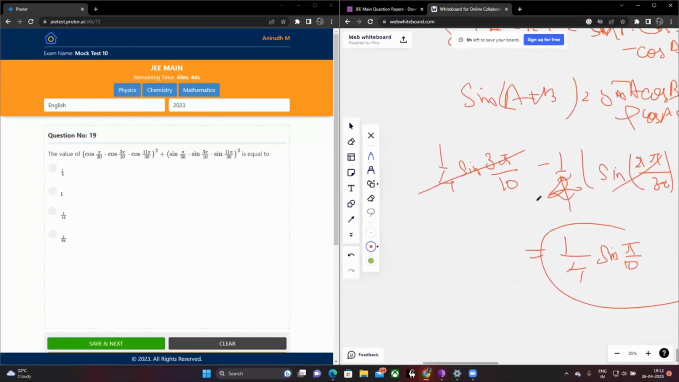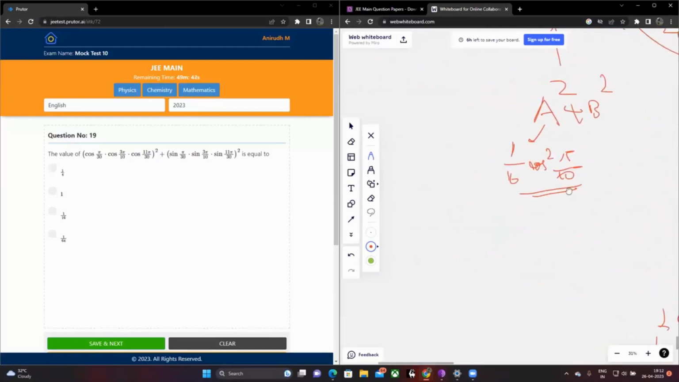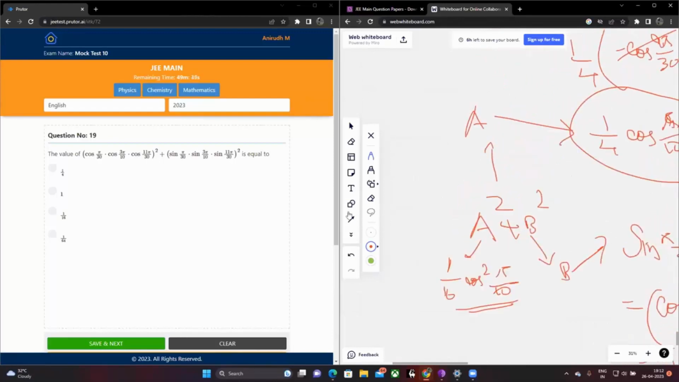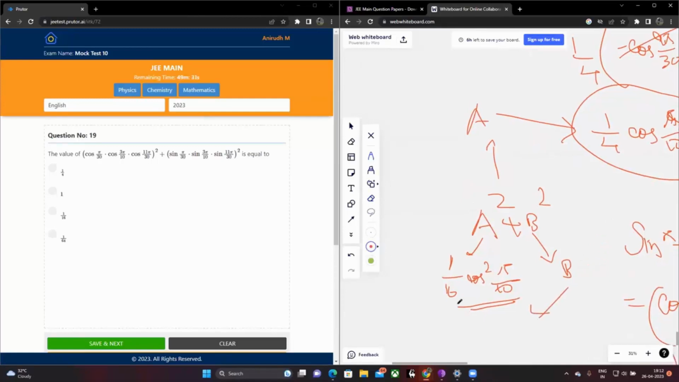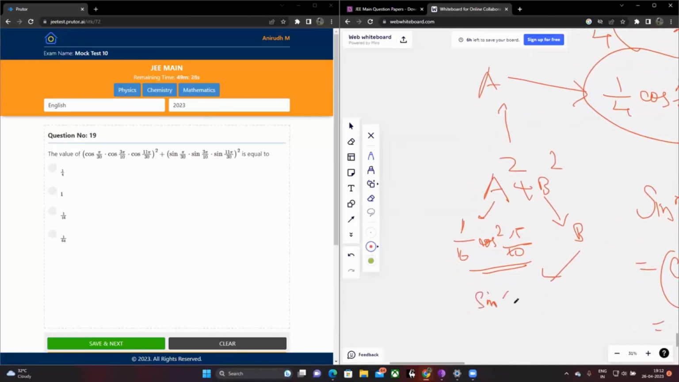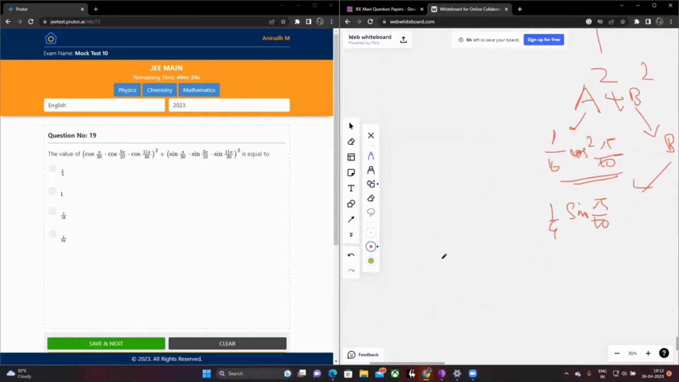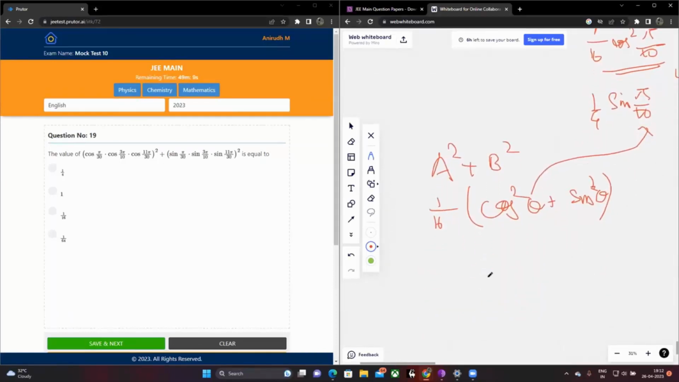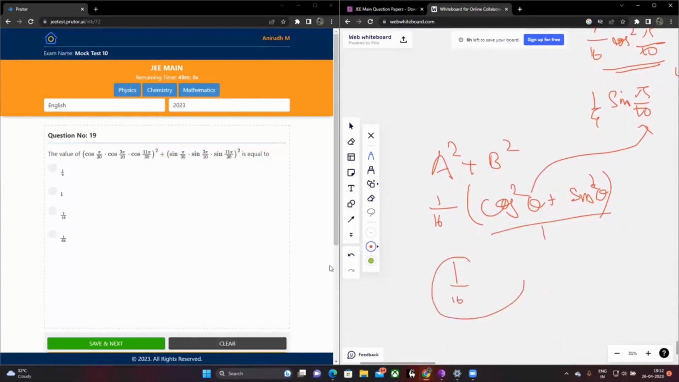So basically, in this expression, you have b to be 1/4 sin π/10. Therefore, a squared plus b squared is basically 1/16 times cos squared θ plus sin squared θ, where θ is π/10, right? And this is 1. So basically, this is 1/16.